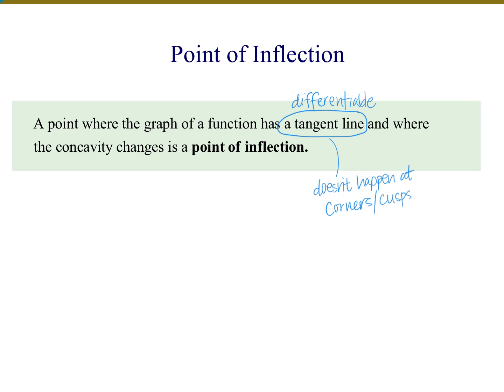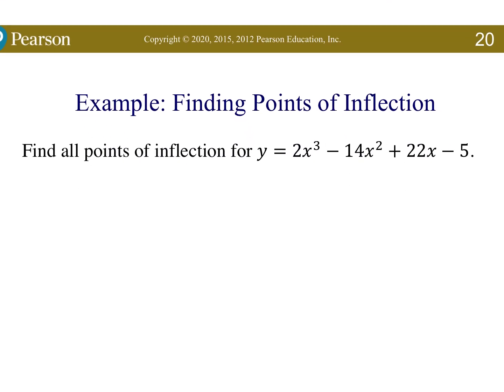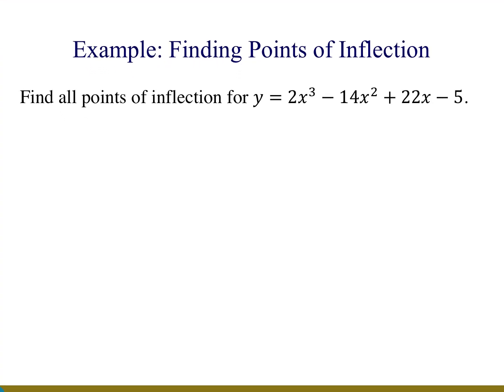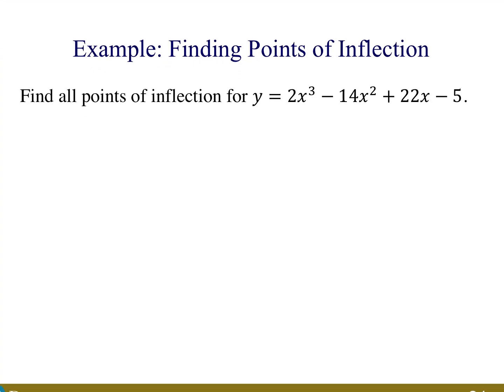All right, so you can't have a point of inflection at a corner or a cusp. A point of inflection is only going to happen where the function is differentiable, and it also indicates a change in the concavity. We can find these every time we take our second derivative and start by testing it equal to 0, much like we did with the first derivative.